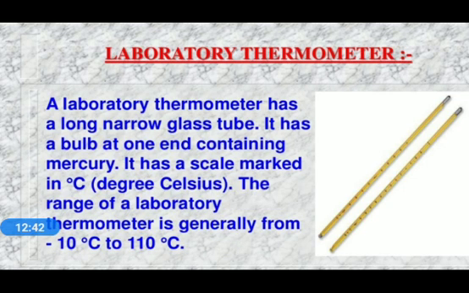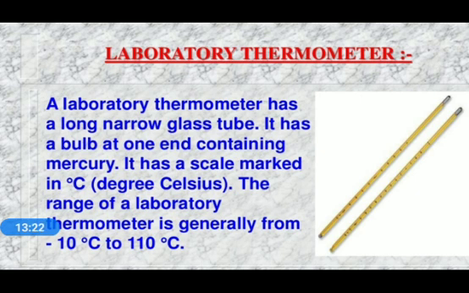Now, the next thermometer, which is used to take the temperature of bodies other than the human body, is known as the laboratory thermometer. A laboratory thermometer has a long narrow glass tube. It has a bulb at one end containing mercury. It has a scale marked in degrees Celsius. The range of a laboratory thermometer is generally from -10 degrees Celsius to 110 degrees Celsius.